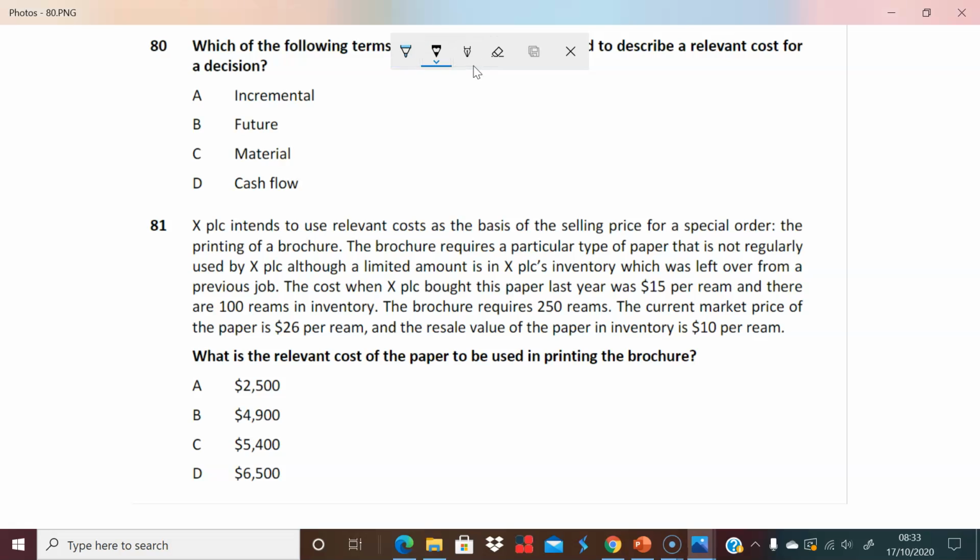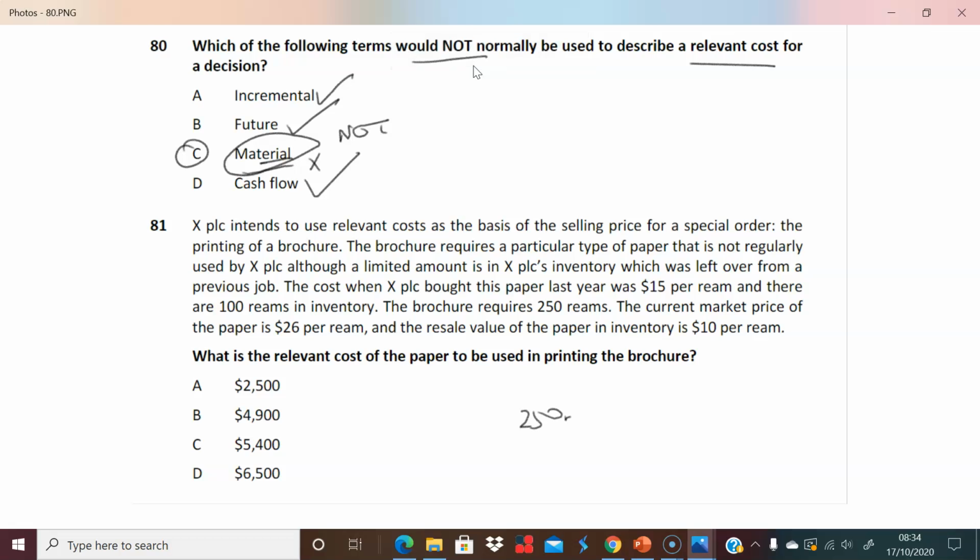Right, and so the last two questions in this series say, which of the following terms can be used to describe a relevant cost for a decision? And we've used the expression incremental. Oh, sorry, which of the following would not, right? So incremental is, future is, it's a cash flow. We don't use the term material, not really in this sort of area. So the answer is material is not normally used. Again, this just sums up what we've been talking about all day.